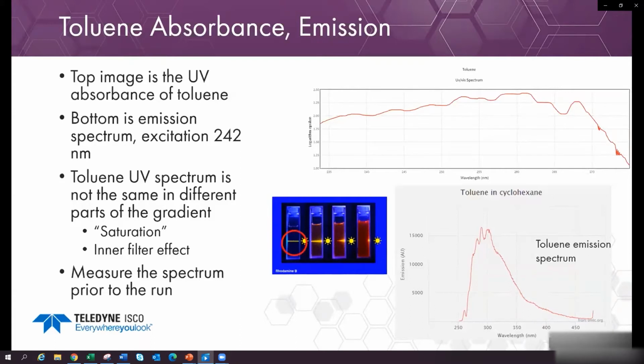The spectrum is made more complex by the inner filter effect, where the sample or the solvent absorbs all the light and limits fluorescence, so the detector doesn't get any light. When I say limits fluorescence, I'm talking about the toluene emission. The fluorescence actually goes down as you go into the gradient. However, when you run a sample, the inner filter effect also blocks the light from the detector. In any case, the combination of absorbance and emission changes as the solvent composition changes.